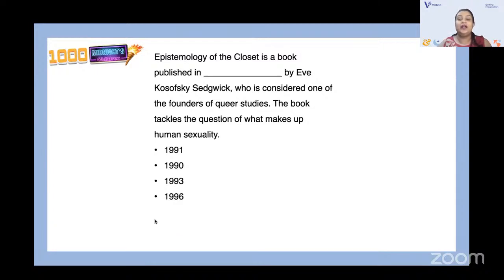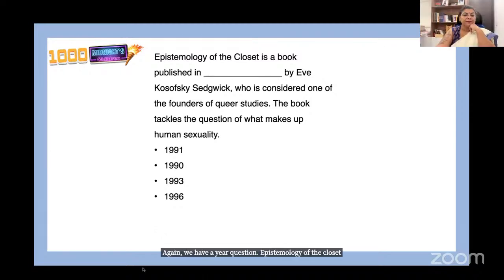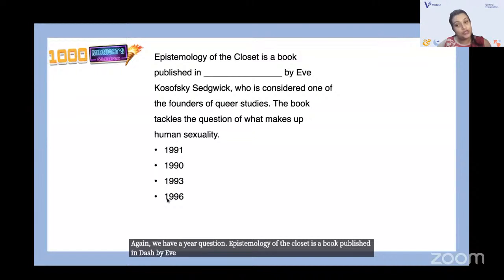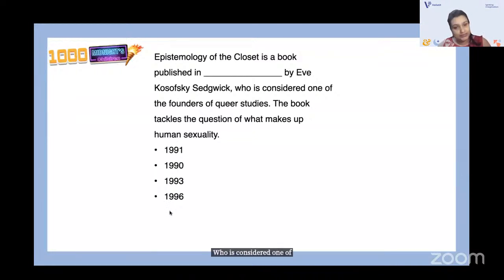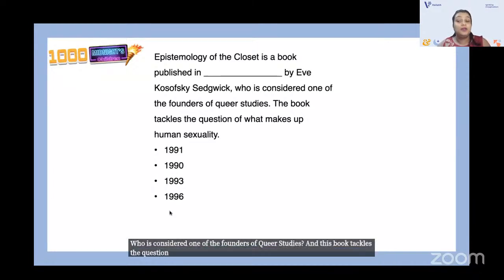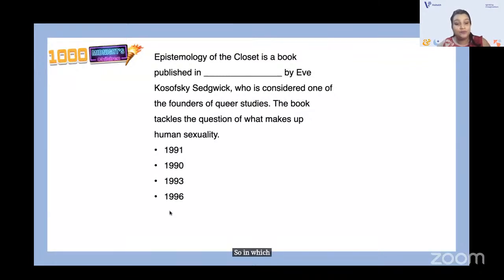Again, we have a year question. Epistemology of the Closet is a book published in dash by Eve Kosofsky Sedgwick, who is considered one of the founders of queer studies. And this book tackles the question of what makes up human sexuality. So in which year was it published? 1991, 1990, 1993, or 1996?